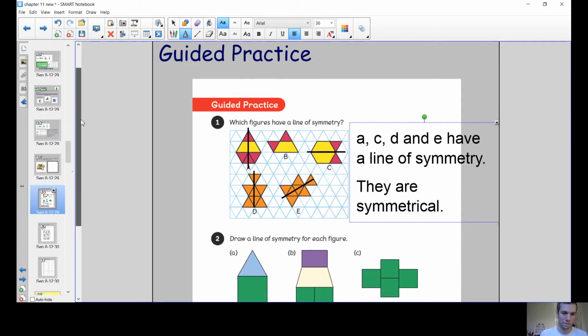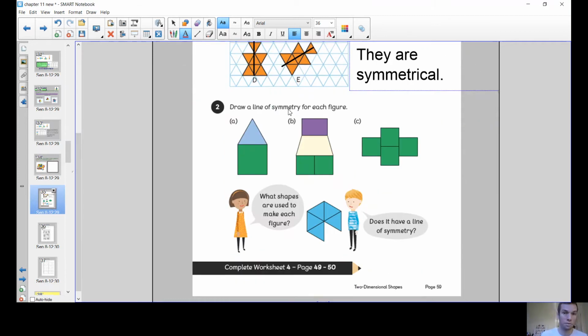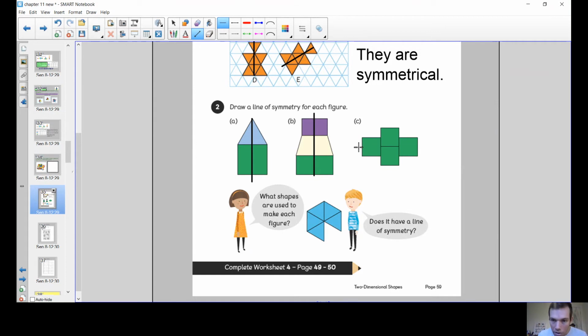Okay, moving down then. Draw a line of symmetry for each figure. Again, pause it if you want to, or just watch straight on. I've got a line of symmetry going down here for this figure. I've got a line of symmetry straight up the middle for this figure. And this figure has one going through horizontally. And this one has a line going through vertically. So you could have drawn either of those lines.